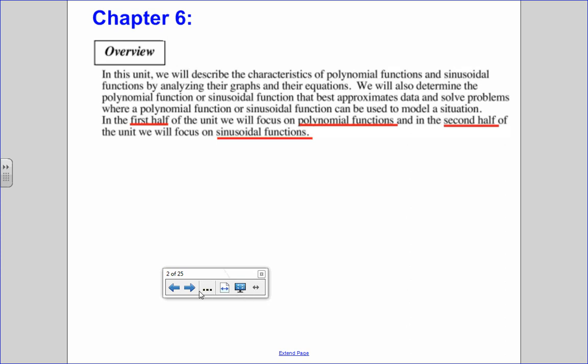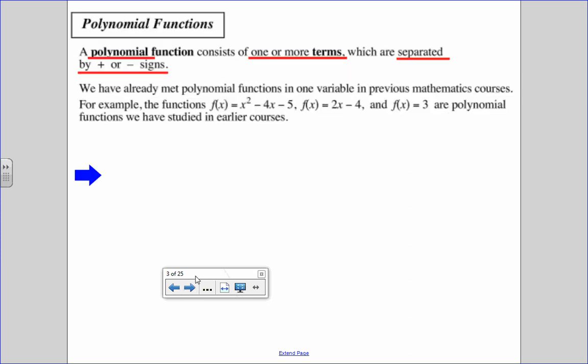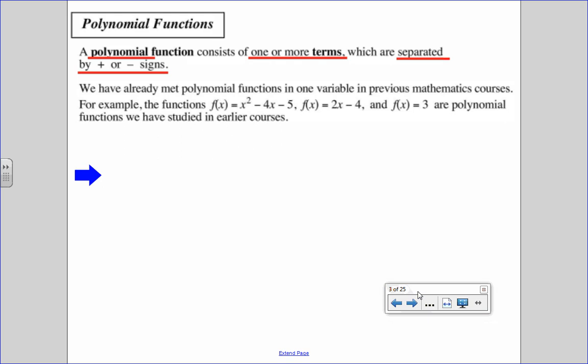So in this chapter, chapter 6 is split into 2 sections. The first couple sections is on polynomials, and the last couple sections is on sinusoidal functions. But it all really comes down to the graphs and analyzing the graphs. So let's start with polynomial functions. A polynomial function consists of one or more terms which are separated by adding or subtracting.